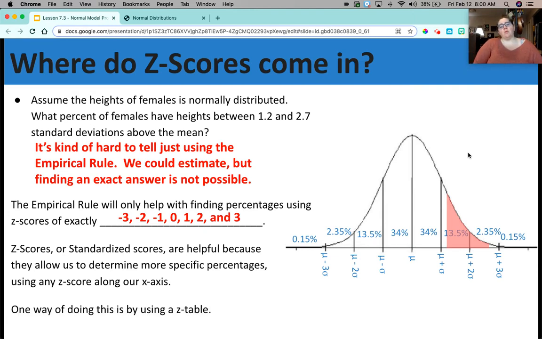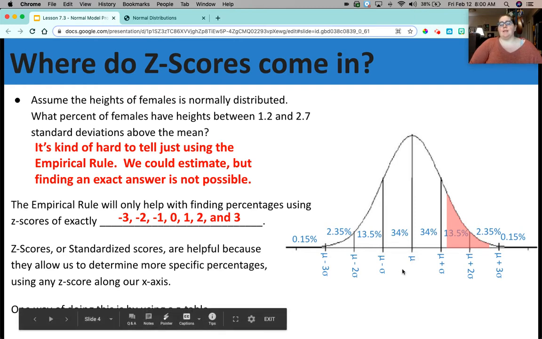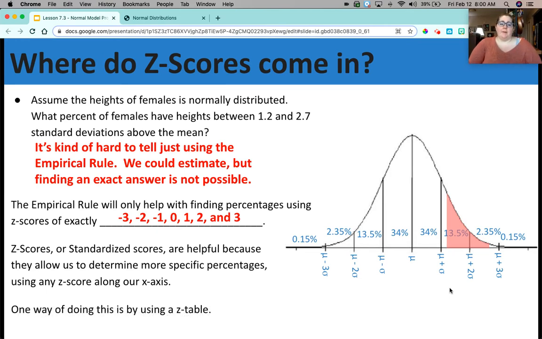So that empirical rule is only going to help us find percentages when the z-scores of our values are exactly -3, -2, -1, 0, 1, 2, and 3. So I can only really use that empirical rule if we're talking about those specific values that land on those exact z-score standard deviation places. So z-scores in and of themselves are helpful because they allow us to determine more specific percentages using any z-score along our x-axis, not just the whole number ones.